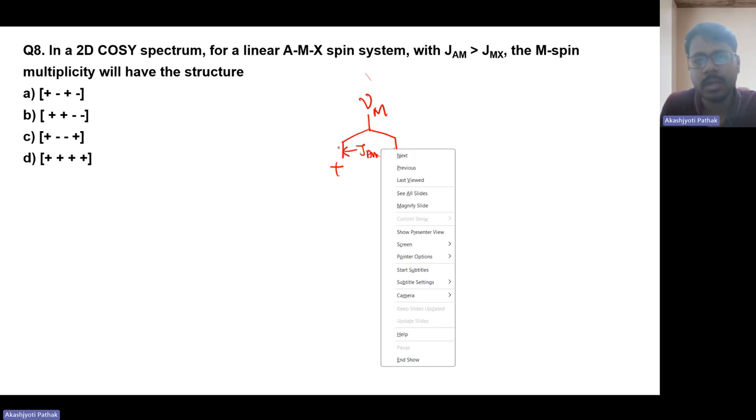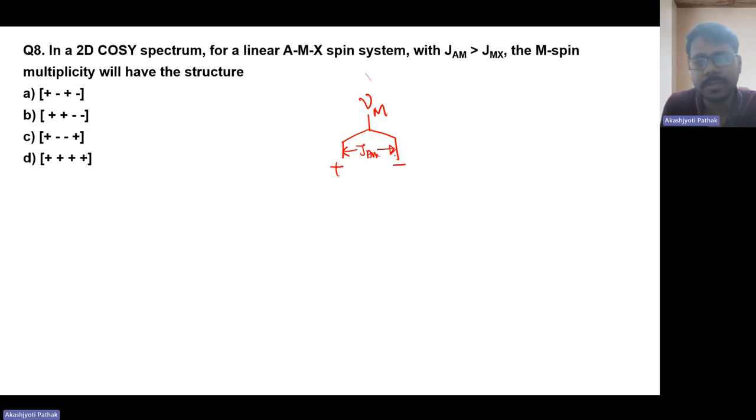So the A spin causes the splitting of the M spin into a doublet, and this is active coupling, and that is why we get the plus minus pattern. And then this M is also coupled to the X spin, so there will be again splitting of this plus into plus plus, passive coupling. So all other spins to which it is coupled are considered passive. The only cross peak that we are considering is the active.